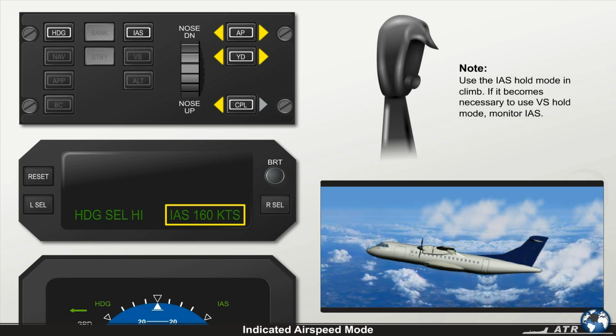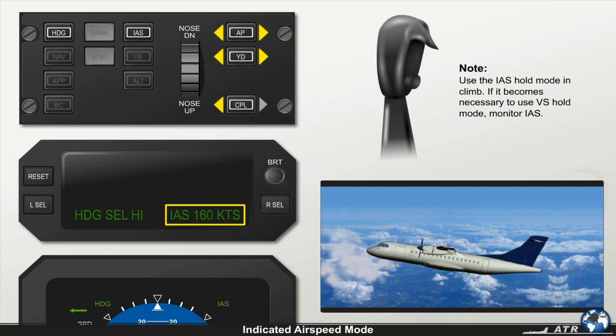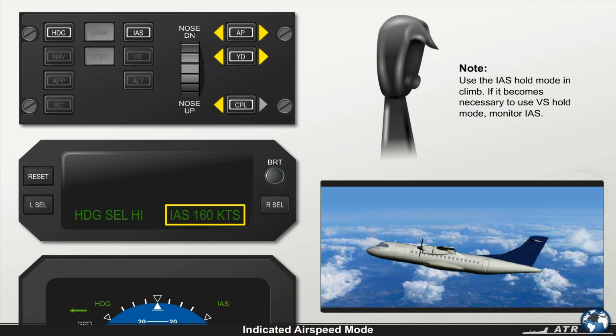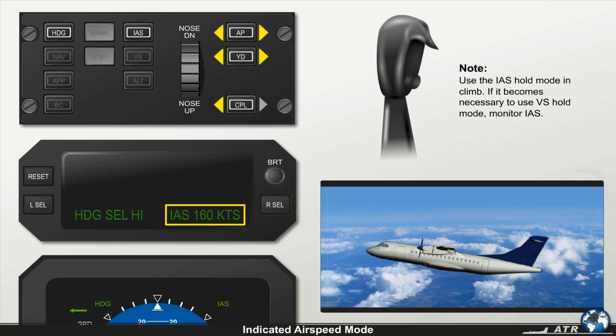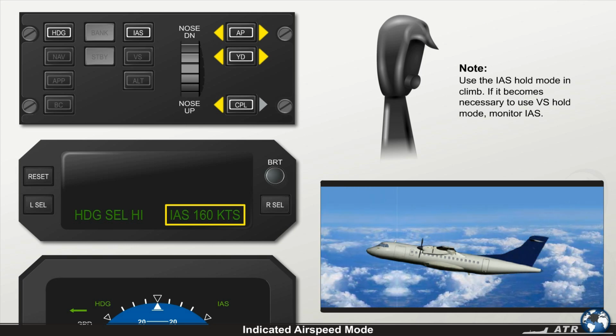Note that it is recommended to use the indicated airspeed hold mode instead of the vertical speed hold mode in climb. If it becomes necessary to use the vertical speed hold mode due to a vertical speed constraint, the actual aircraft airspeed must be monitored carefully.